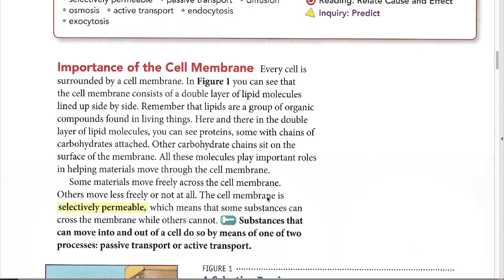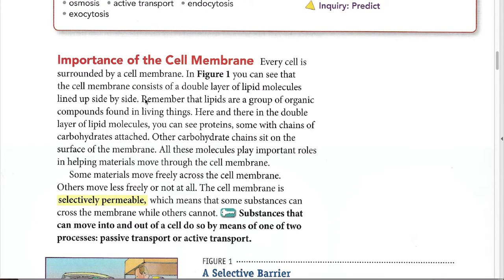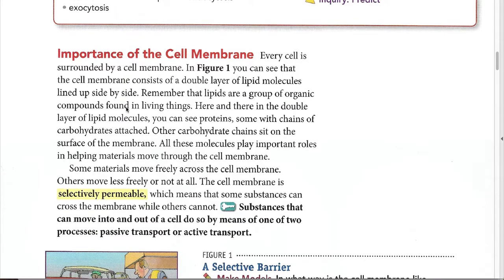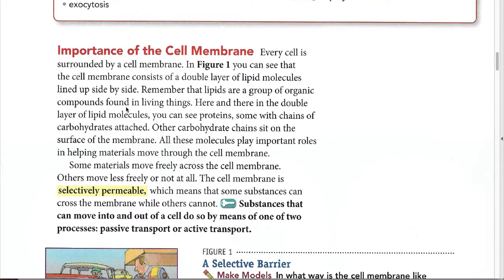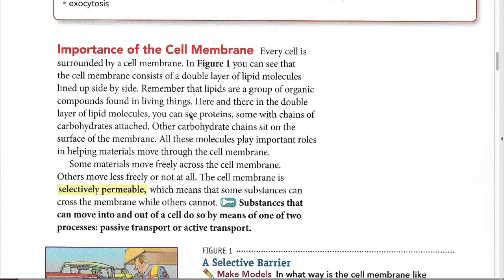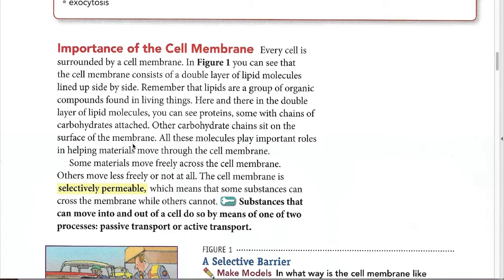Importance of the cell membrane. Every cell is surrounded by cell membrane. In Figure 1, you can see that the cell membrane consists of a double layer of lipid molecules lined up side by side. Remember that lipids are a group of organic compounds found in living things. Here and there, in the double layer of lipid molecules, you can see proteins, some with chains of carbohydrates attached. Other carbohydrate chains sit in the surface of the membrane. All these molecules play important roles in helping materials move through the cell membrane.